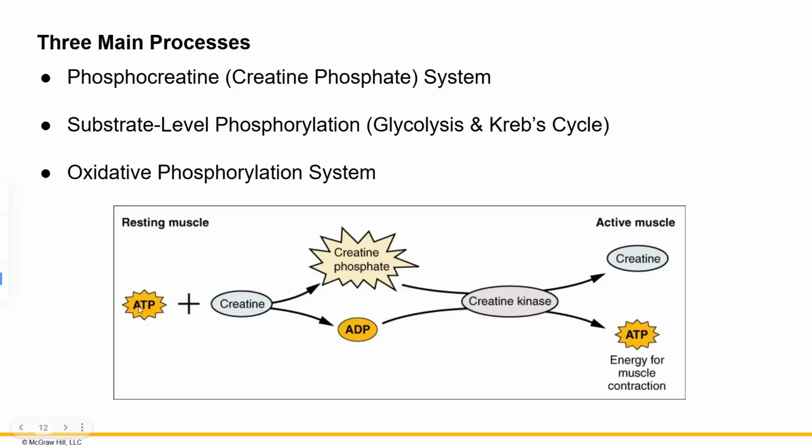So, ATP plus creatine creates creatine phosphate and ADP. Then we have creatine kinase that can take the phosphate from creatine phosphate and add it to ADP. So creatine phosphate is really just storing a phosphate for later use by ADP. When ADP needs to be recharged, creatine phosphate basically donates a phosphate to ADP, and this enzyme creatine kinase assists in that process. That releases creatine and ATP.